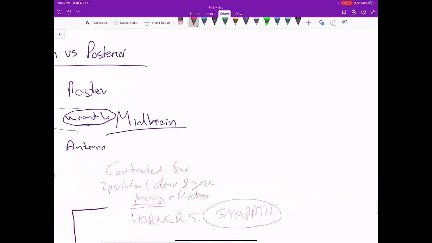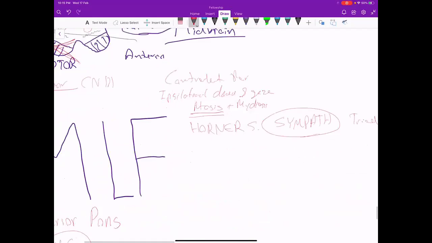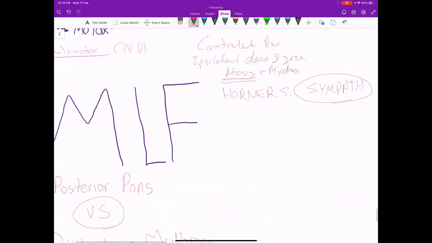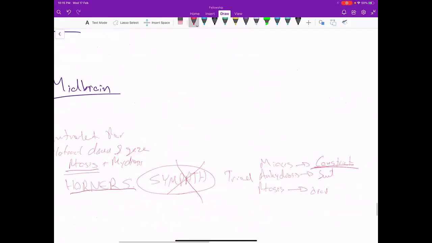Okay, and it's a triad: you get miosis, anhidrosis, and ptosis, which means drooping of the eyelid, no sweating, and you get constriction of the pupil, which makes sense because we said constriction is parasympathetic function. If the sympathetic trunk is damaged in Horner syndrome, then you're going to get this triad, including miosis, which is parasympathetic activity.